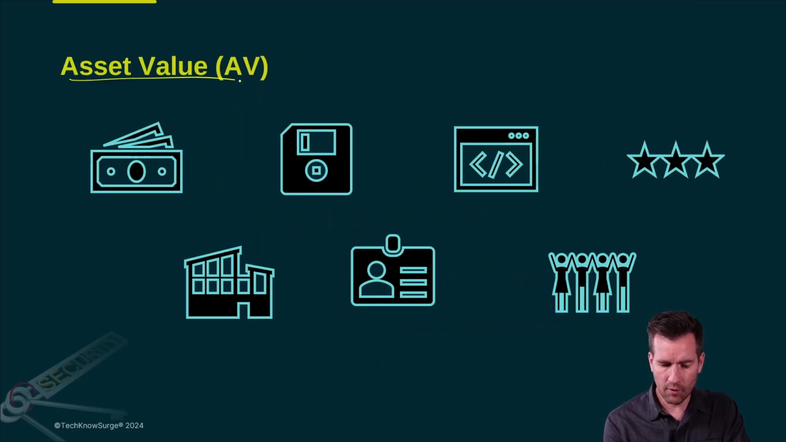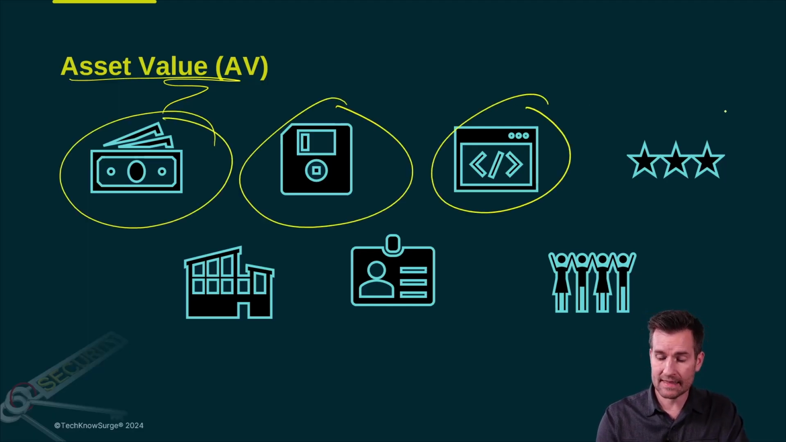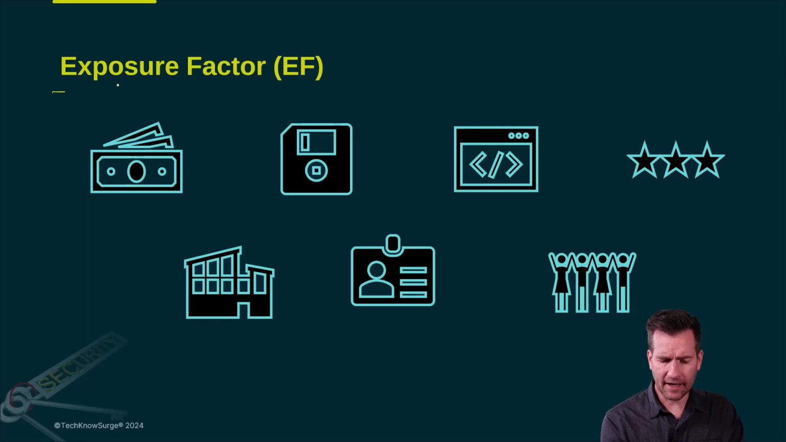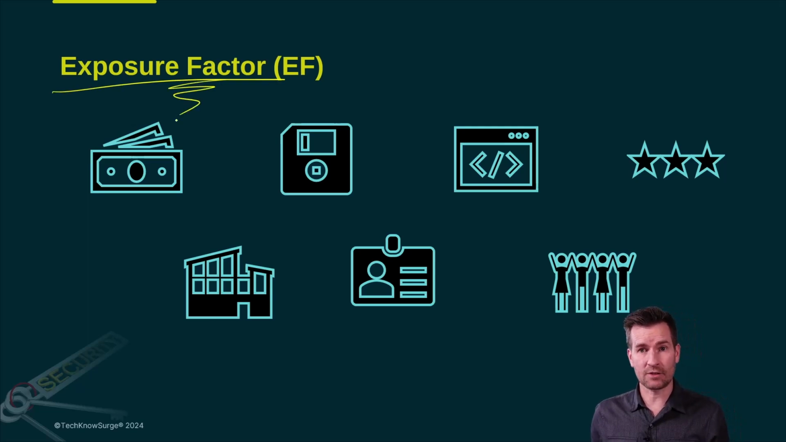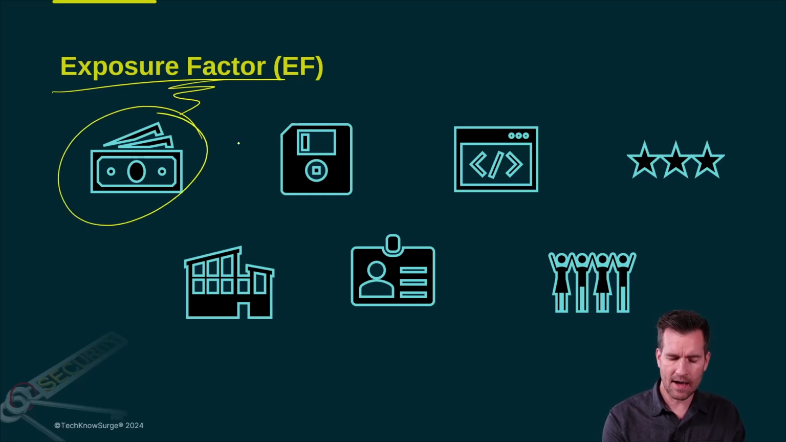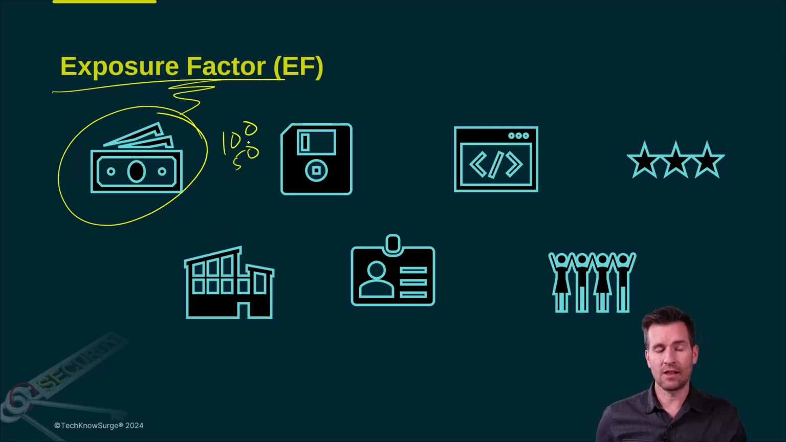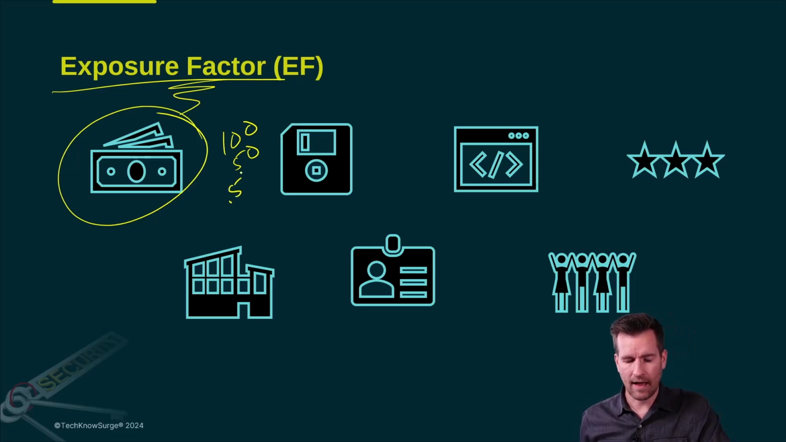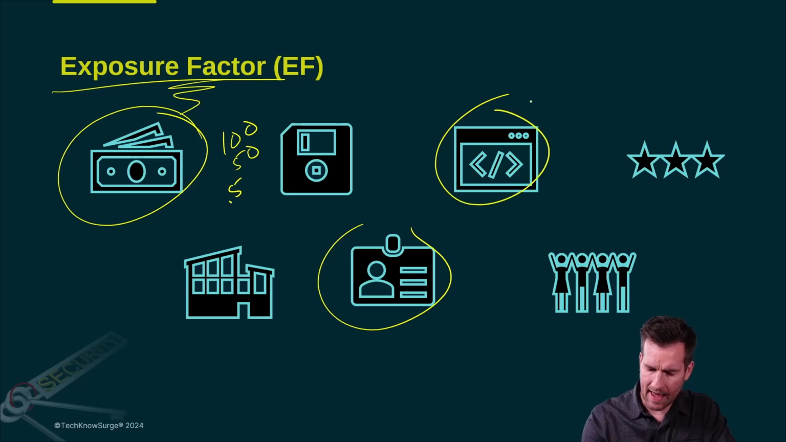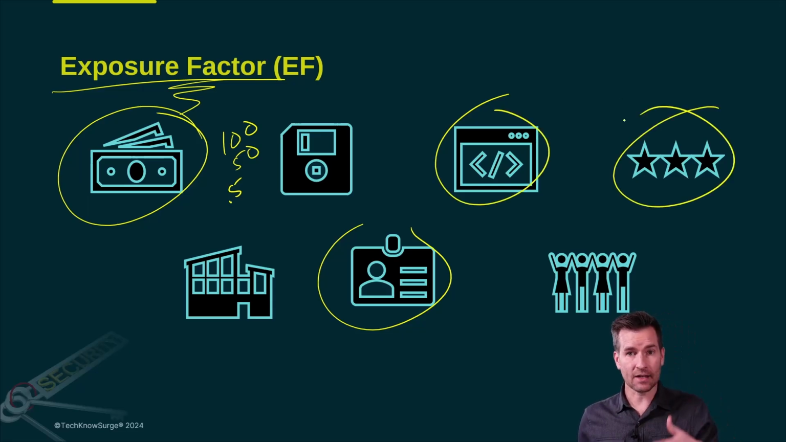Asset value, which I cover more in depth in another video, is just the monetary value of anything that you have. The exposure factor is just how much we would expect to lose if the risk happened. So in this case, maybe we have $100 and we lose 50 of those dollars, and so now we have $50. So the exposure factor in that case is 0.5.